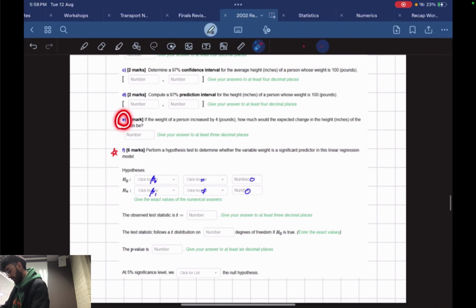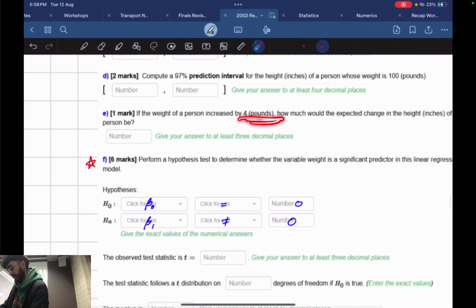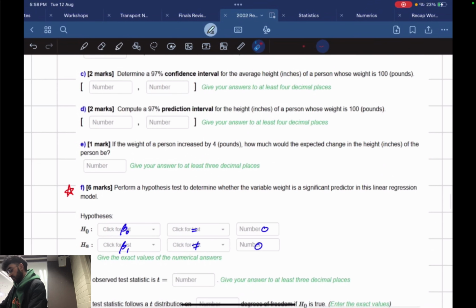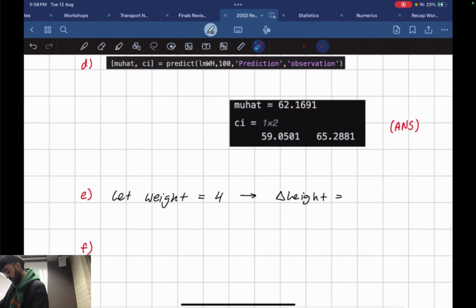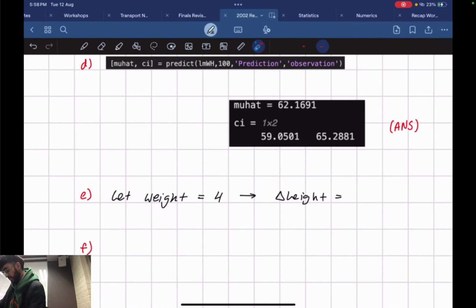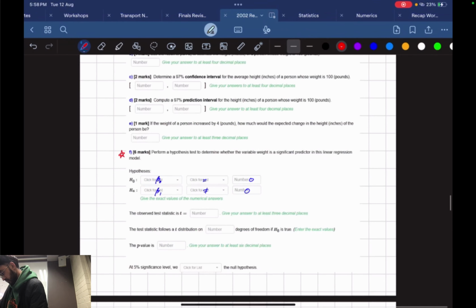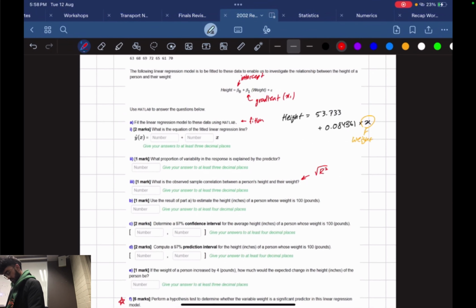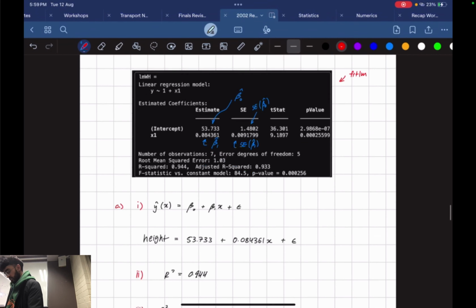Part F is, oh yeah, I forgot to go through part E. If the weight of a person increased by 4 pounds, how much would the expected change in height be as well? So the weight we know is x. So to find the change in weight, you can just let x equal 4, right? So let x equal 4, and you get a change in height of some value. Let me sub it in. Yeah, so the exact same thing we did earlier. So it should be 54.